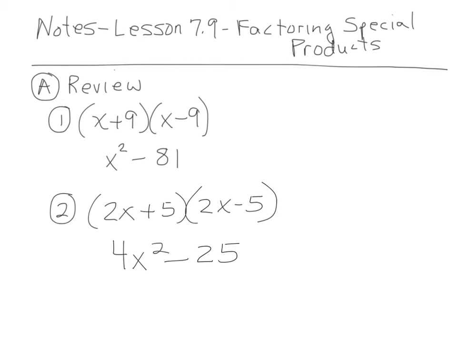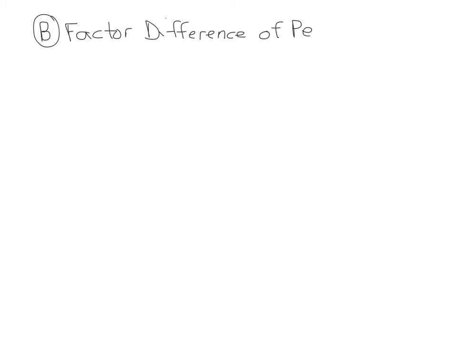Now, we're going to go backwards. Okay? So now we're going to actually go backwards. So we're going to factor what's called the difference of perfect squares. Difference of perfect squares. And this is kind of one you need to actually end up memorizing. All right, so it's the difference of two perfect squares.